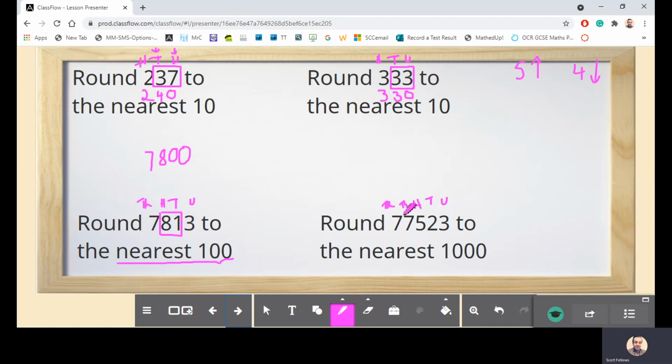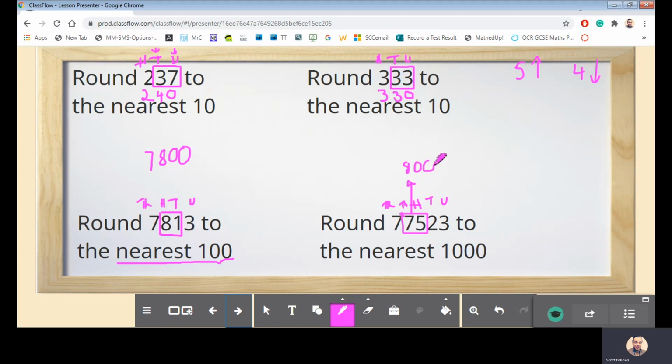So we're looking for nearest 1,000. So it's this one and this one. There's 1,000 and the 100. Okay, 75. That's going to round to 80. Everything after becomes a 0, and what's before stays the same. So we've got 78,000. 78,000. Again, we're saying the word 1,000 last, so we know that we're on the right track.